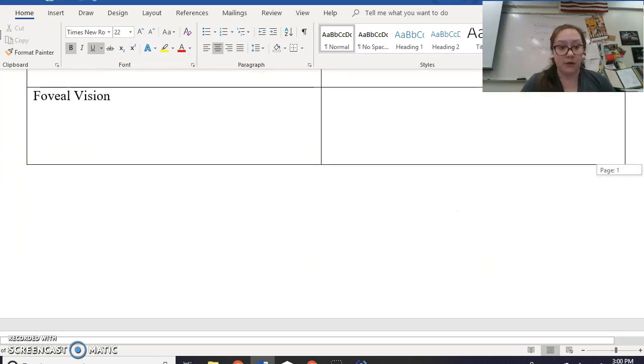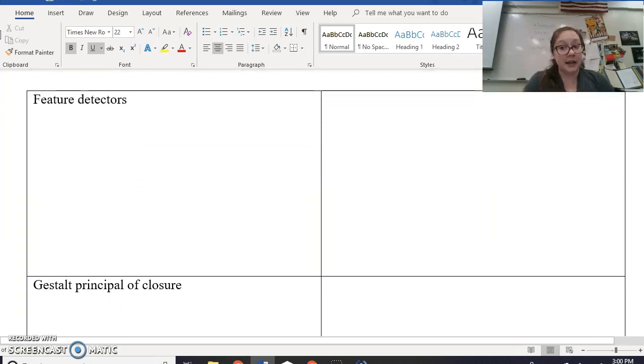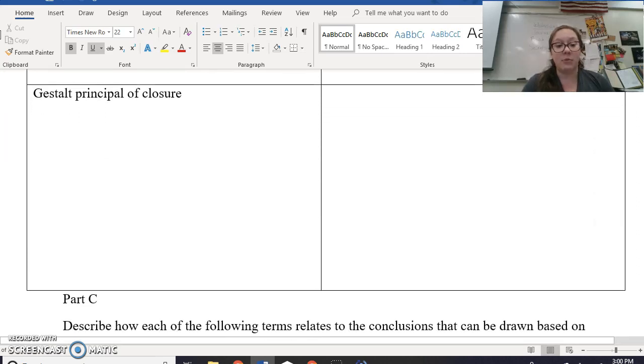Fovea vision, or foveal vision, okay, which has to do with the eye. Feature detectors, which again are part of the eye, but it also has to do with processing in the brain. And then finally, the Gestalt principle of closure. So you have to think about how those 3 elements are used in the perception of geometric figures.